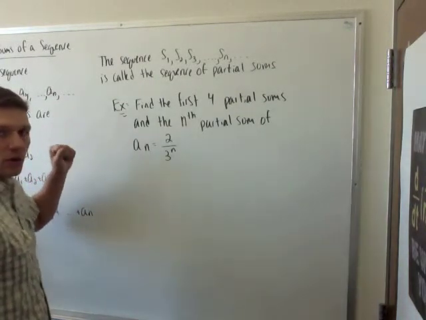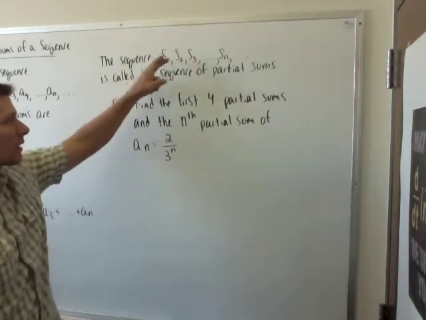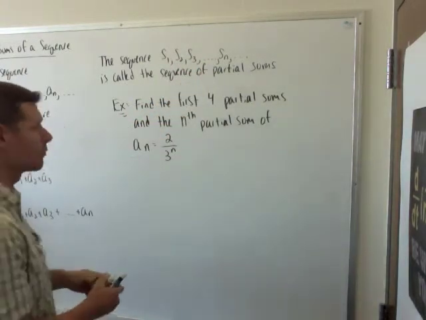But then if we look at those partial sums as its own sequence, then we get S1, S2, S3, S4, S5, all the way to Sn. That's called the sequence of partial sums.